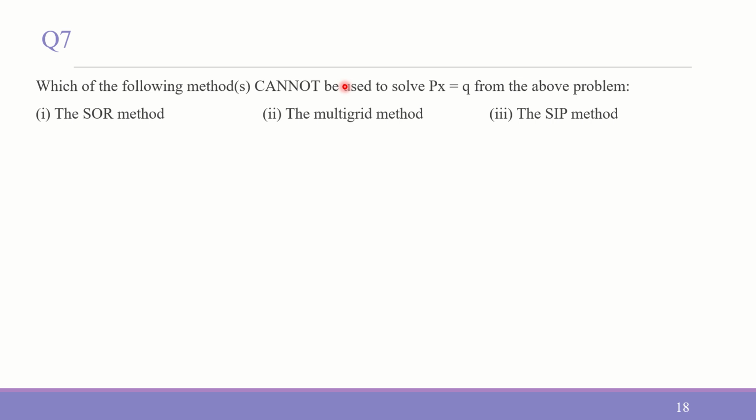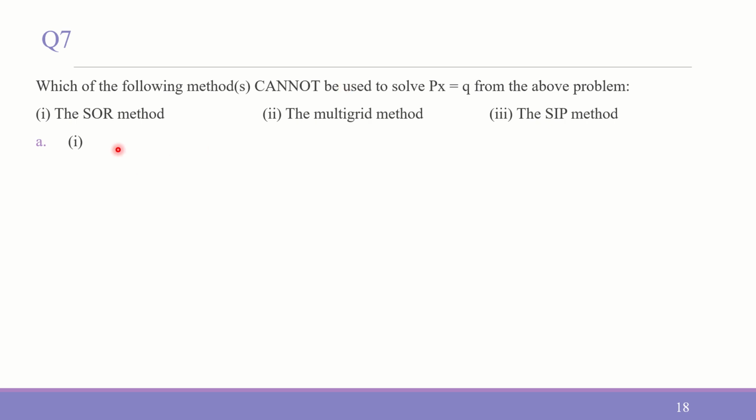SOR is the successive over relaxation method, and the second one is the multigrid method, and the third one is the SIP method. SIP is Stone's implicit procedure, which Stone proposed in 1965 as a way of being more implicit than the conventional implicit method. So here we are given three methods: SOR, multigrid and SIP, and all three can be used to solve the above problem. We will look at the options once.